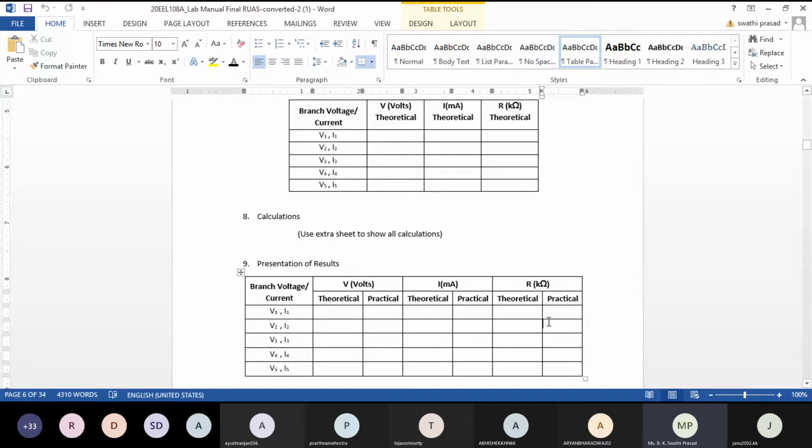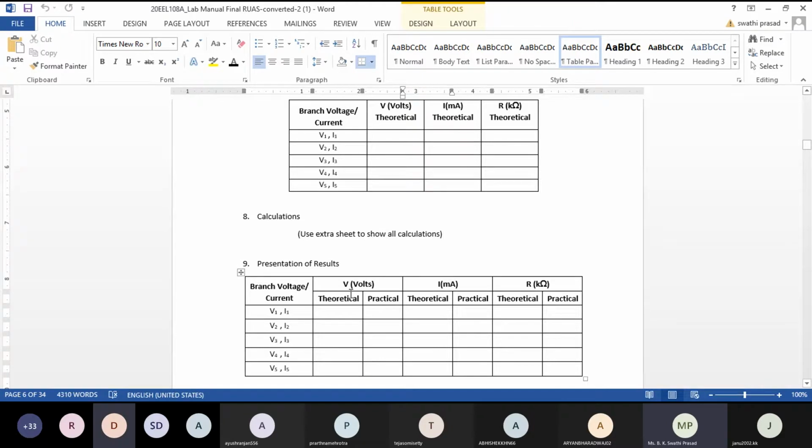Because of this slight variation in the resistance value, you can also see some difference in the current value between the practical and the theoretical values that we calculate. Understood?